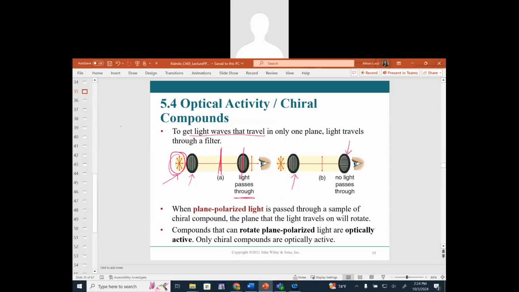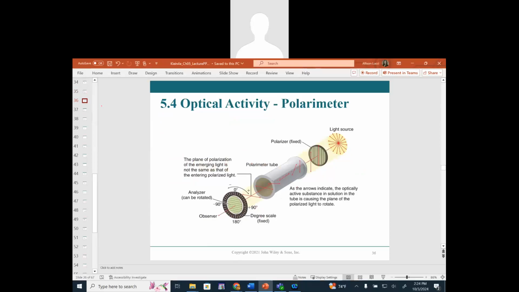So we pass this plane polarized light through our sample using a polarimeter, which is shown here. The polarizer is that filter that allows only that single plane of polarized light to pass through. Once it enters this area in our sample tube, in the polarimeter tube, you can see that the light is rotated at different angles. The degree of rotation can be analyzed using this other filter here. We set this zero marker, and then based on the angle of rotation, either to the right, which we call a positive rotation, or to the left, a negative rotation, that helps us identify one enantiomer from the other.